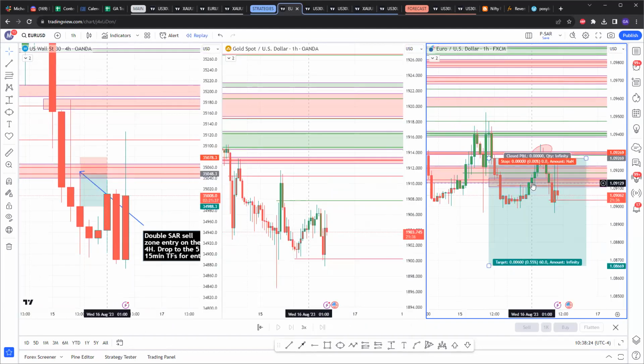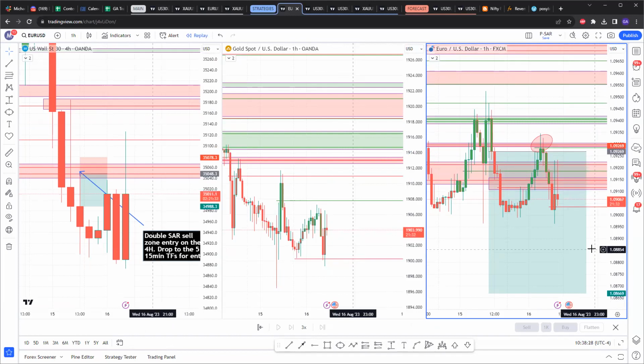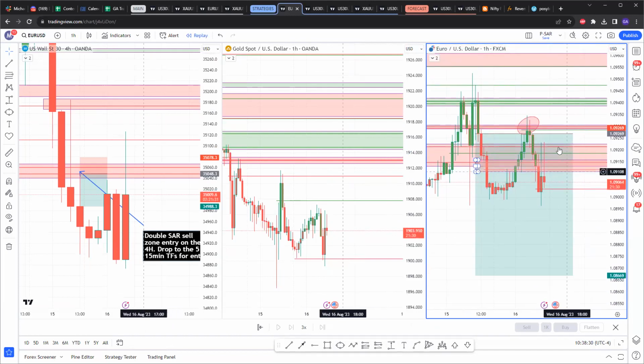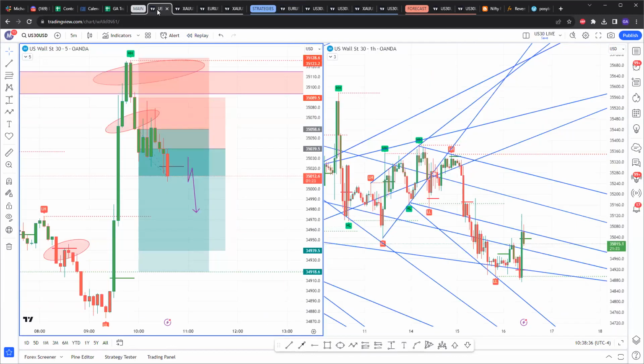So is anybody still in this EU trade? We should still be moving down. I entered today on the double SAR in the 1 hour. Perfect, perfect. So this is what we want to see. You see the power of this and just waiting for this entry. The key thing with this SAR is knowing your stop loss, right? Because it is so easy for you to get faked out, and then you lose a trade and then the trade goes straight into TP. So that's the key thing.